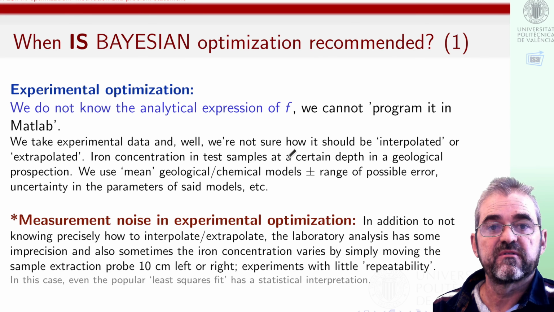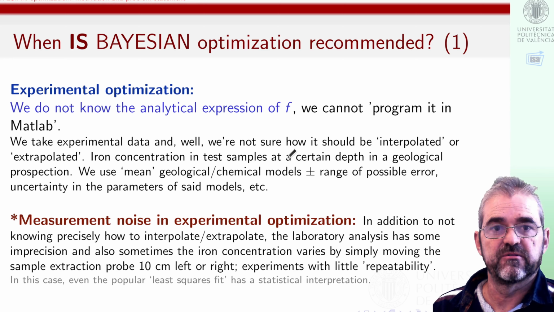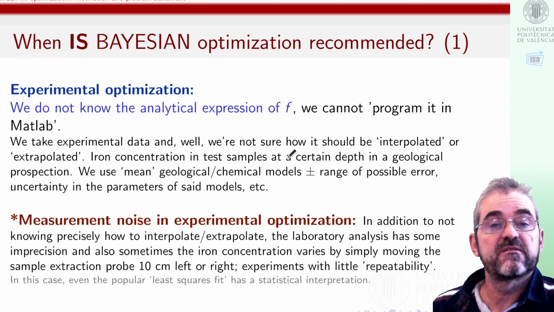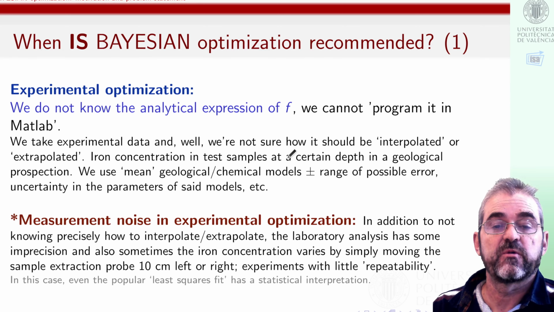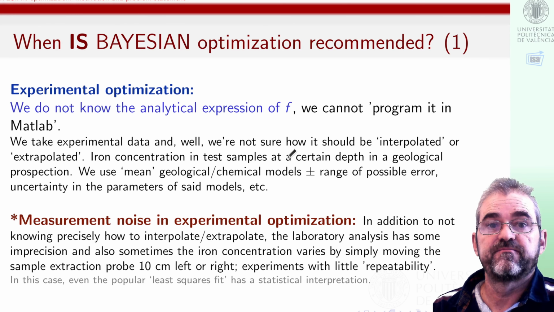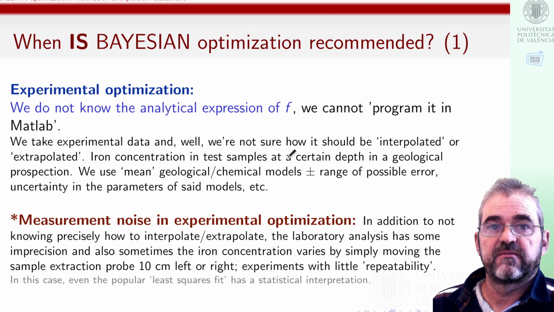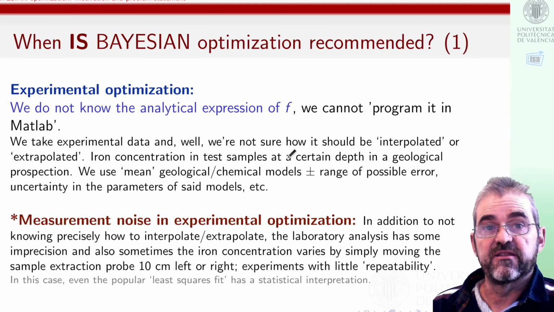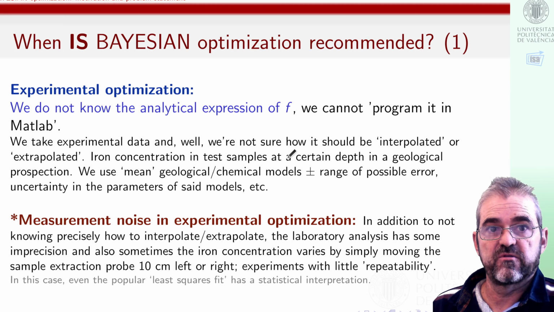But if I move 20 centimeters left my drilling sample, then I would have obtained a lot of iron. So when experiments are not repeatable, when they have a lot of noise, we can incorporate that uncertainty as a statistical model. So this experimental optimization of noisy samples of an underlying mineral concentration of which I don't know the formula is the basic application arena for Bayesian optimization.